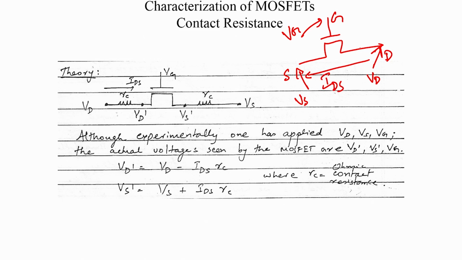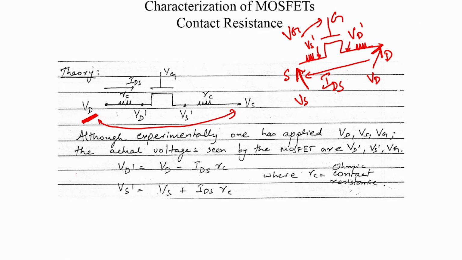But if there is a contact resistance present, these are not the voltages the MOSFET actually sees. The MOSFET in fact sees a different voltage, the voltage across this point and across that point. We call those voltages VD dash and VS dash, or VD prime and VS prime. That is the voltage we have applied, and that is the drain voltage we think the MOSFET is seeing.